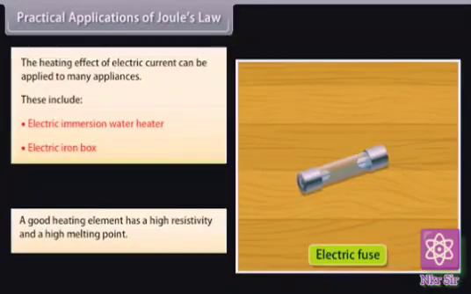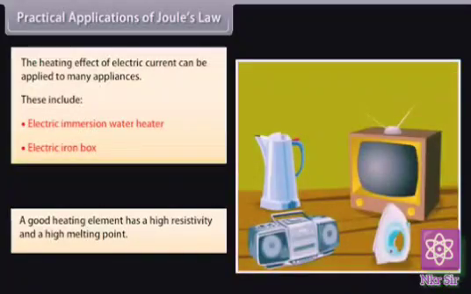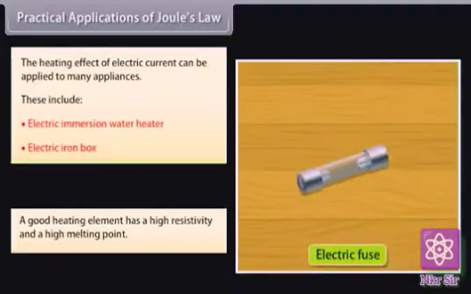For example, an electric fuse is an example of heating effect of electric current. The rating given as 3A of an electric fuse states that the maximum current it can sustain is 3 ampere.